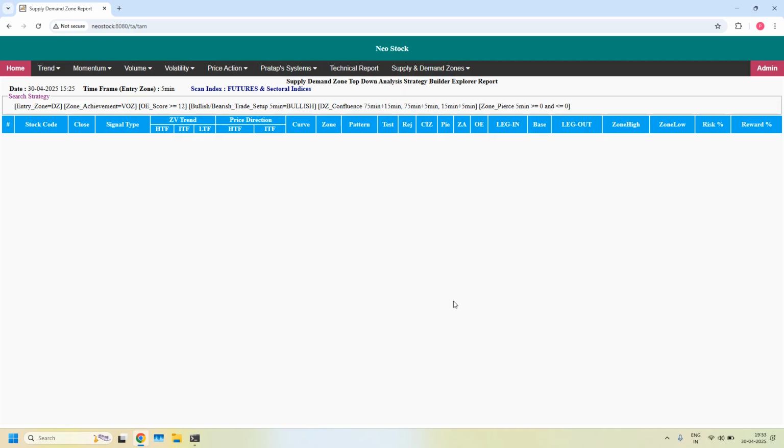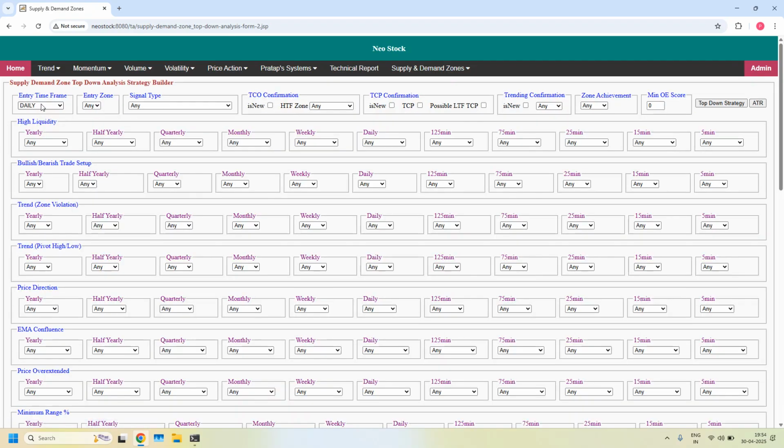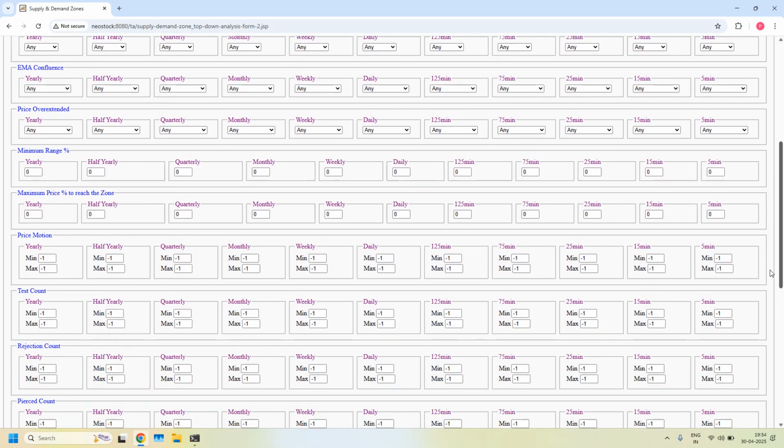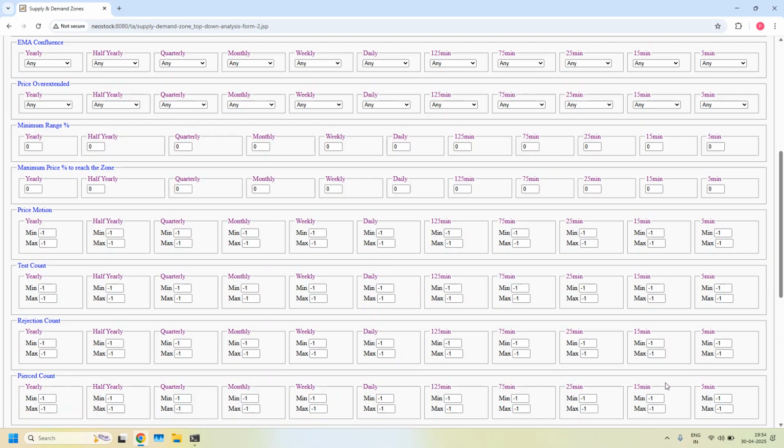Okay, this is the bullish trade setup for hourly income trade. Next, bearish trade setup for hourly income trade. Entry time frame 5 minutes, entry zone, supply zone. Bullish or bearish at 5 minutes, I am selecting bearish. Zone achievement VOZ, minimum odd enhancer score 12, and also the 5 minute supply zone should not be pierced. So in the pierced count at 5 minutes time frame, minimum value 0, maximum value 0.